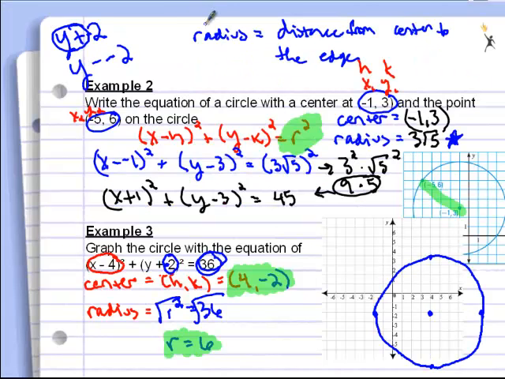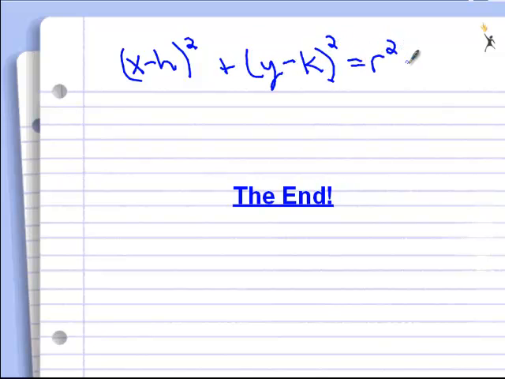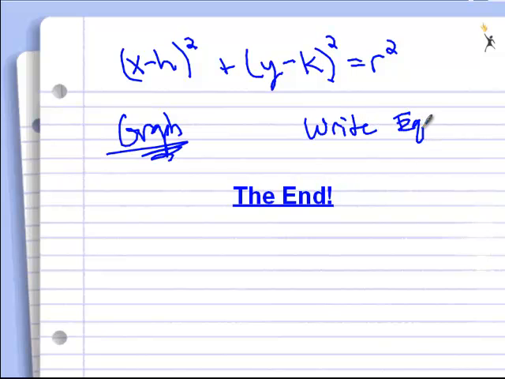We'll go back to our notes really quick. And that's actually all we have for this section, is the standard form of the equation, knowing how to graph that, and knowing how to write the equation for it. Those two separate things. Not overly complicated, remembering that HK is the center and that R is your radius.